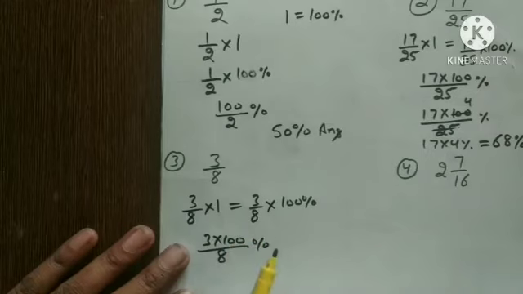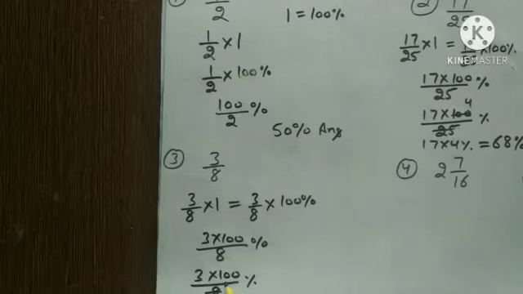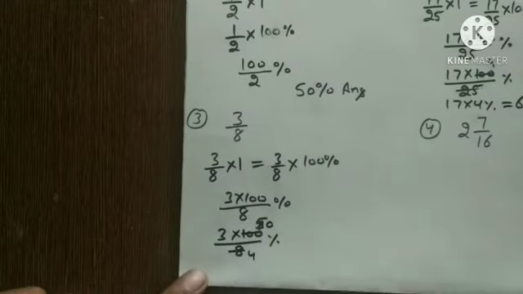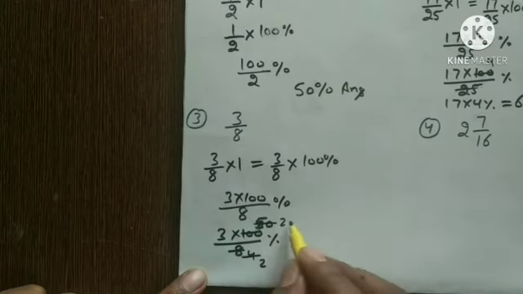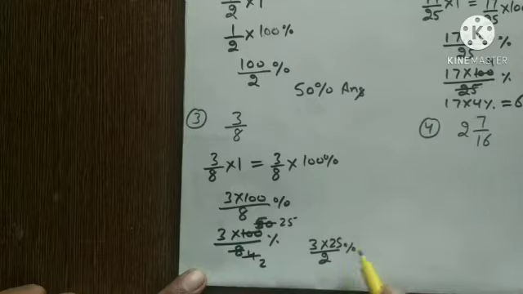Now 100 and 8 both are divisible on the table of 2. So I will write to show the actual calculation this again. Now 8 is divided by 2, that is 4, and 100 is divided by 2, that is 50. Now 50 and 4 both are divisible again on the table of 2. So 2 2s are 4, and it will divide, you get 25. Now you see 3 multiply 25 over 2%.